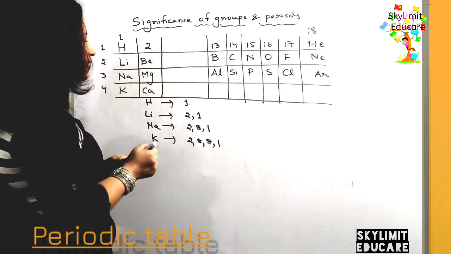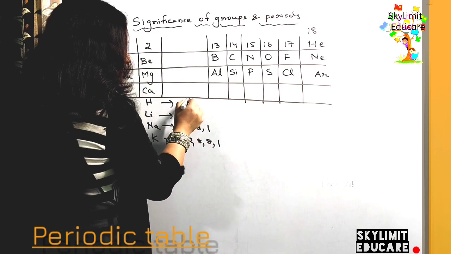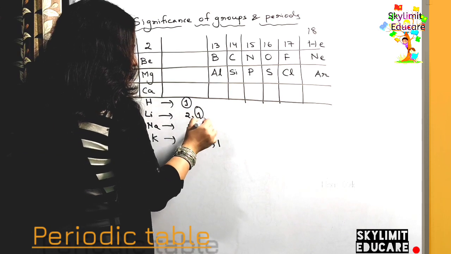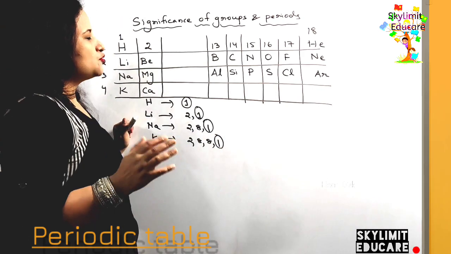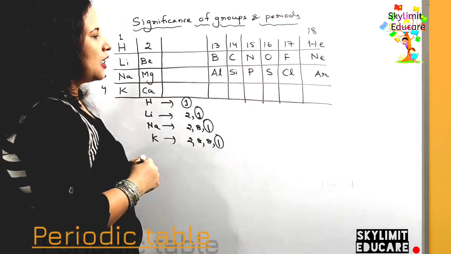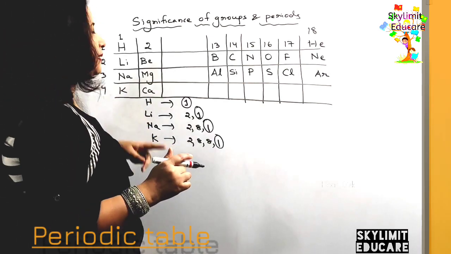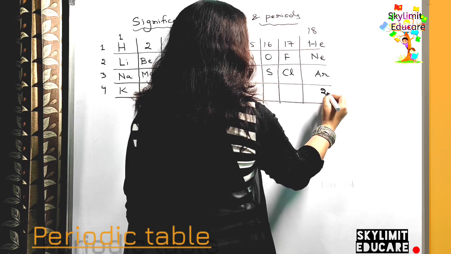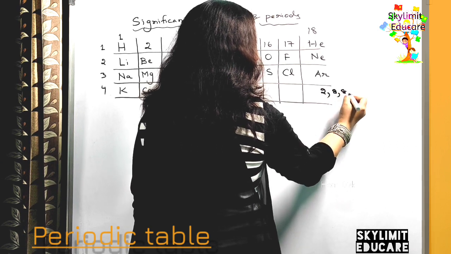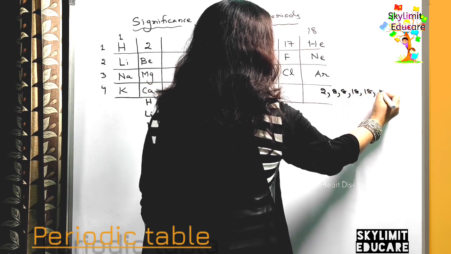As you can see here, these elements have the same number of valence electrons. So students, I hope you remember how we had learned the number of elements in each period. The first period has how many elements? 2. The second period has 8, then 8, 18, 18, 32, 32.